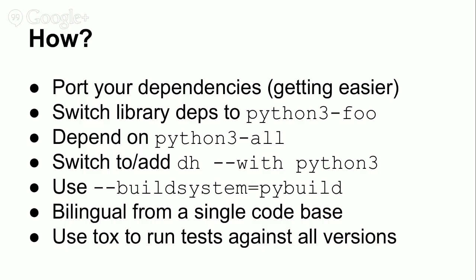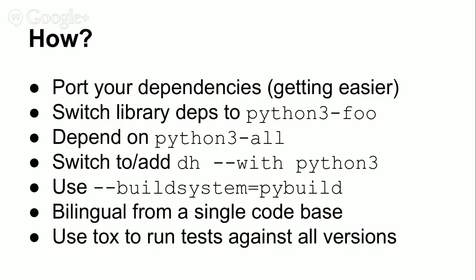I mean, at least you can just focus on your own code, and you don't have to worry about your stack. So that's the big thing, and that's what we've been working on for many, many cycles, working with upstreams, working with Debian, so that when the upstream has a Python 3 version available, we have to do some packaging work to actually make that available to platform users. So switch your library deps to the Python 3 version.